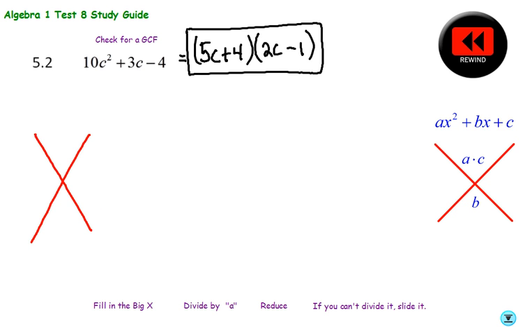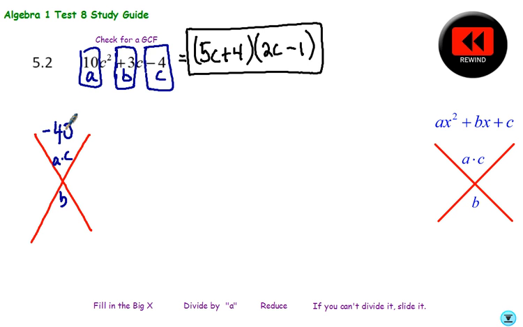A times C, B on the bottom. And let me go ahead and label my A, B, and C. There's my A, there's my B, there's my C. All right, A times C, well, that's 10 times negative 4. That'd be a negative 40. Make sure you get the sign correct there.